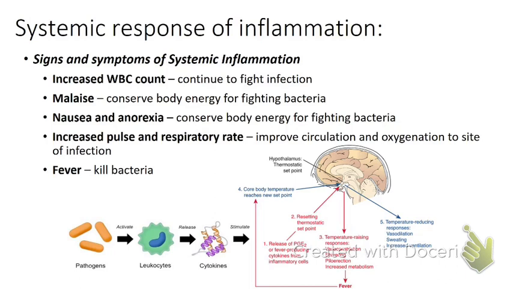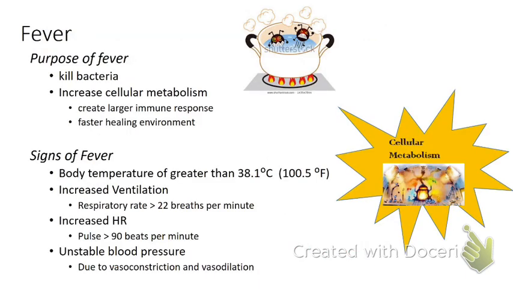I can't handle food. Increased pulse and respiratory rate. We're trying to get more stuff to the surface. And the fever comes because we're trying to ramp up the body to kill the bacteria. Okay? We only live in a certain range of temperature, right? So do bacteria. So our body will up the temperature to actually kill bacteria. So the purpose of the fever is to kill bacteria. There is no other purpose for the fever except to ramp up our metabolism and kill bacteria. So you're thinking, why do we stop fevers? Why do we treat fevers?